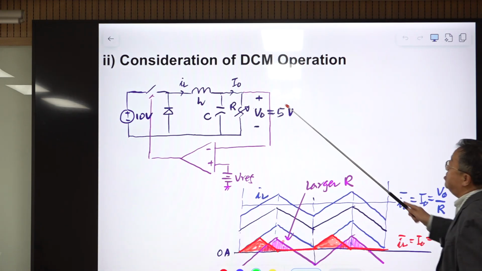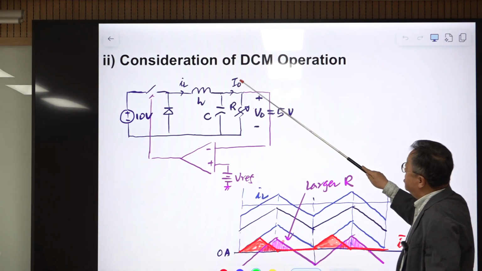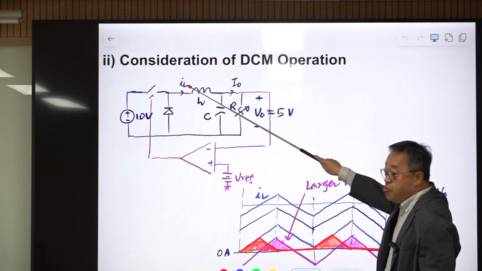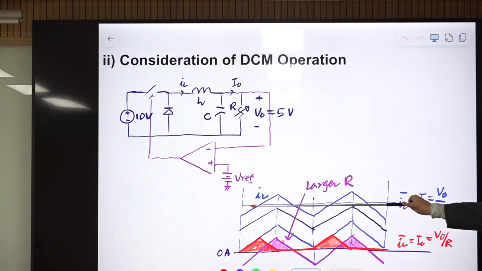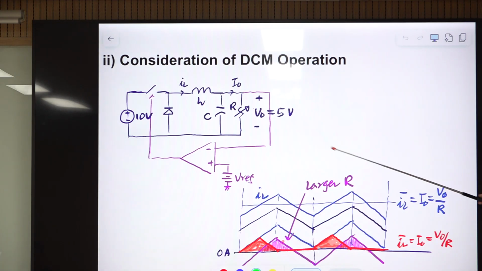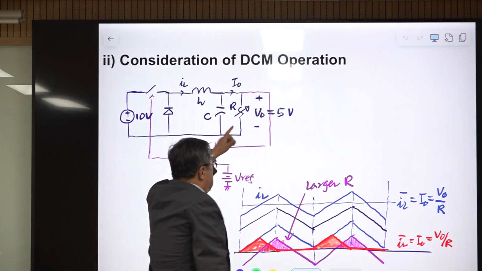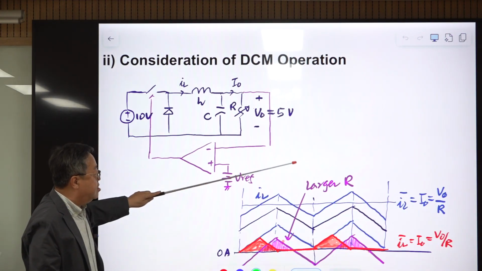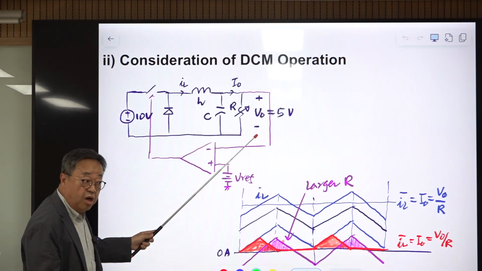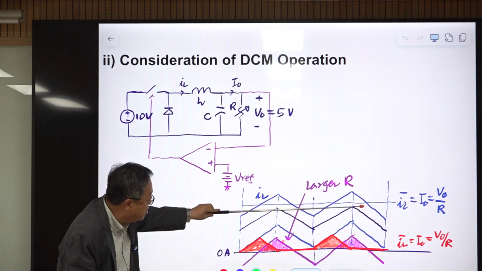That means this output current, assume it is constant, so it is DC, has the same value as the average value of IL. So this inductor current's average value is the load current. This is the average notation. IO is VO divided by R, the load resistor. The output voltage is regulated with this voltage mode control, so this value is fixed. If you increase the load resistance R, then the average value of IL, or IO, the load current, decreases.